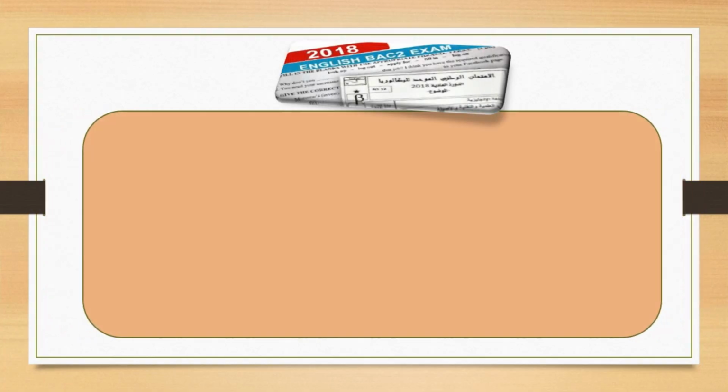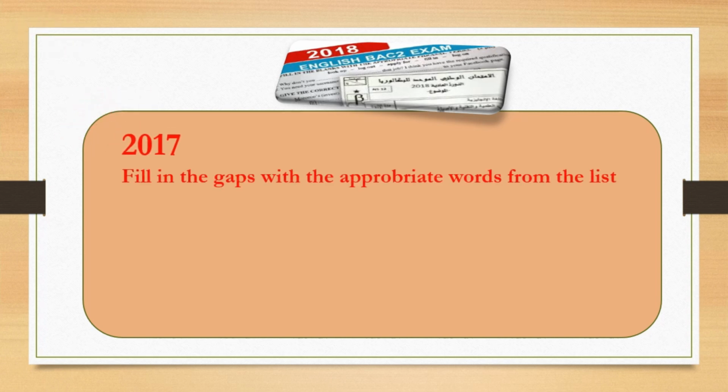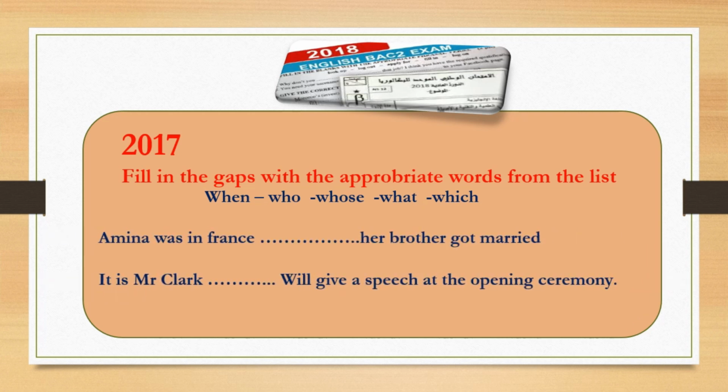This is National Exam 2017. Fill in the gap with the appropriate word from the list. Now we have when, who, whose, what, which. Amina was in France. Her brother got married. Now here Amina was in France the time when her brother got married. So here we have time. So we have to use when. It's Mr. Clark will give a speech at the opening ceremony. Now we have Mr. Clark personal noun and we have verb. So we have to use who.